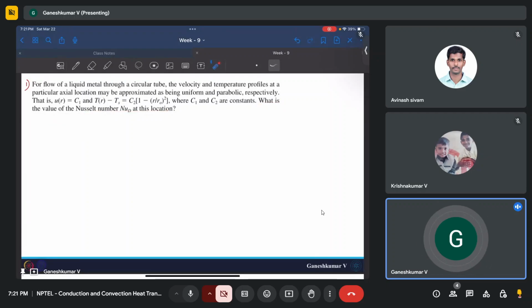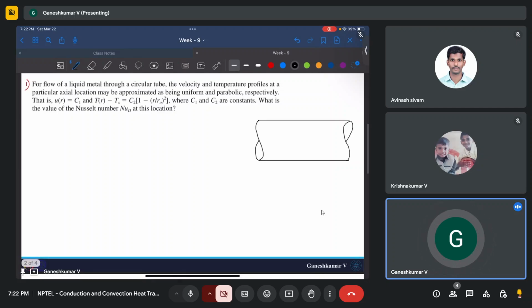Okay, so at a certain location, we can approximate the velocity profile and the temperature profile as two different things. So it's a circular tube. So probably I will draw a schematic here. So this is how your pipe looks like. So here, and then you will have something like this. Now, just give me a minute.